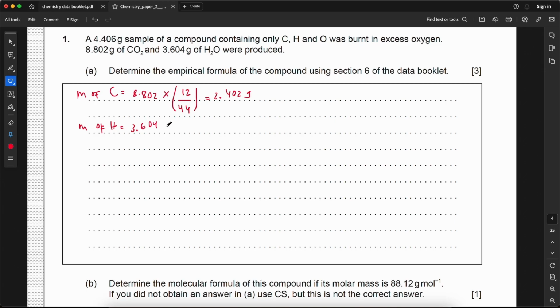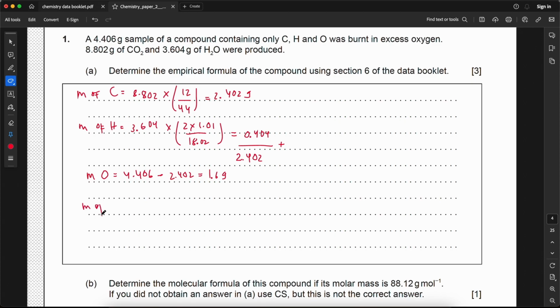3.604 from here, but it should be 2 times 1.01 divided by 18.02. So 2, because of hydrogen in H2O, there are 2 hydrogen. So the relative atomic mass of hydrogen, and this is for H2O, you will get 0.404. Okay, so if you add this, that would be 2.402. Therefore, you can calculate mass of oxygen, which is 4.406 minus 2.402 is 1.6 gram.